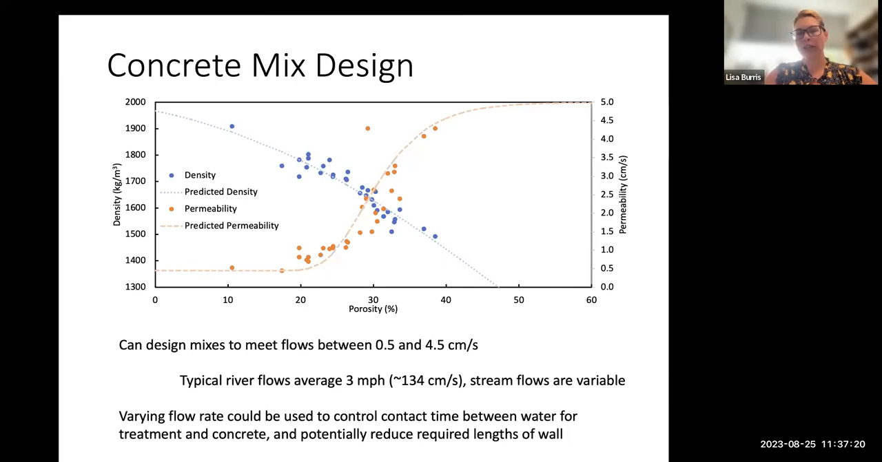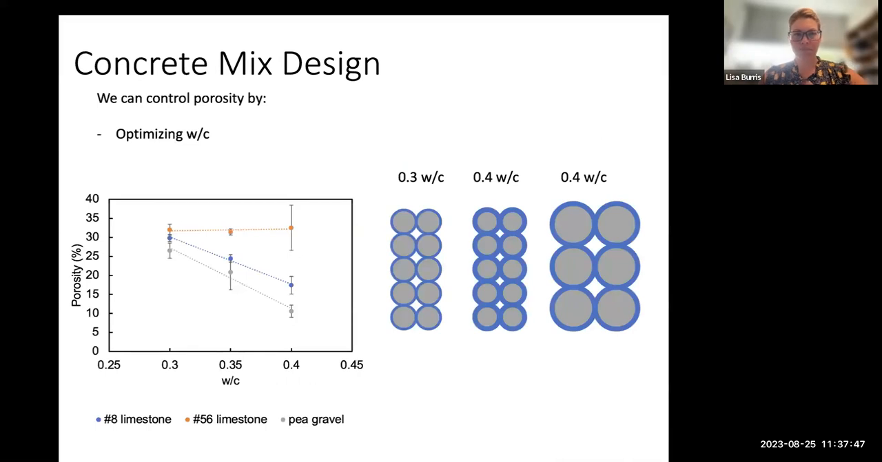And so although we may not always be able to match the stream flow, the other thing that we can do with this data is use it to control the amount of contact time between the water and the pervious concrete. So if we give each water ion a longer interaction period with the cement surface, then we may enable greater removal of ions during that higher reaction time. And that may allow us to reduce the amount of wall that we need to install to do treatment.